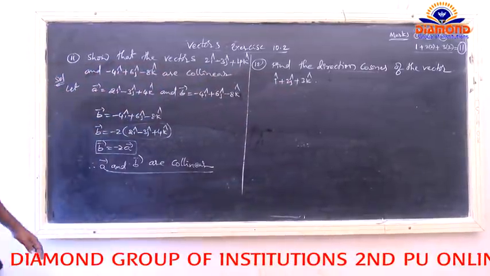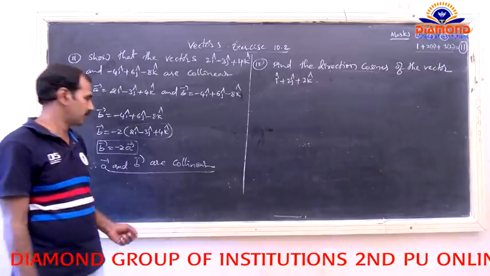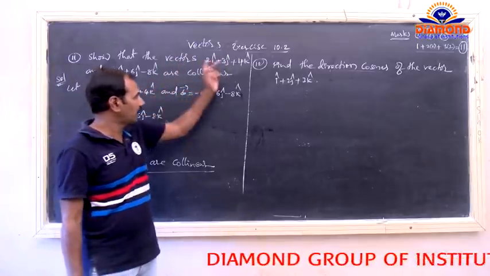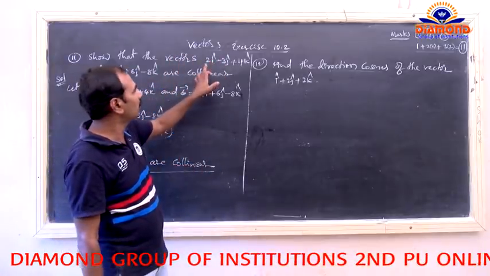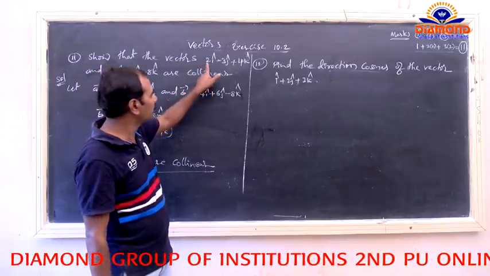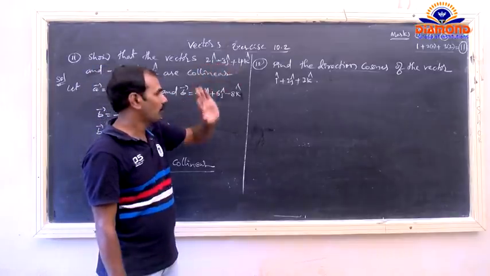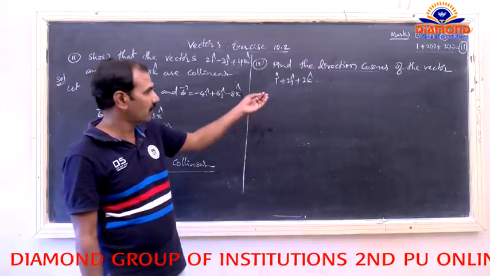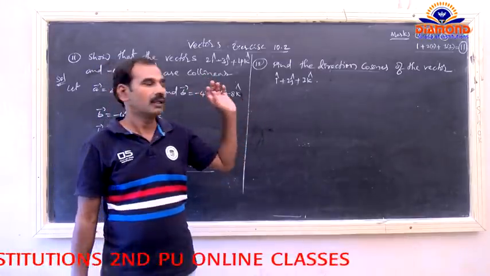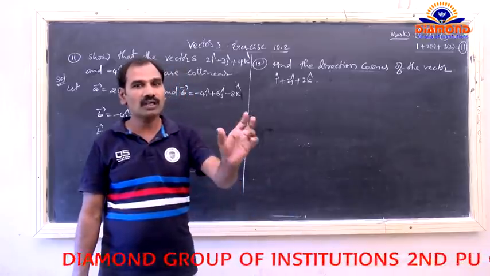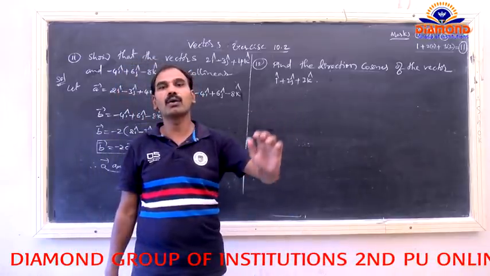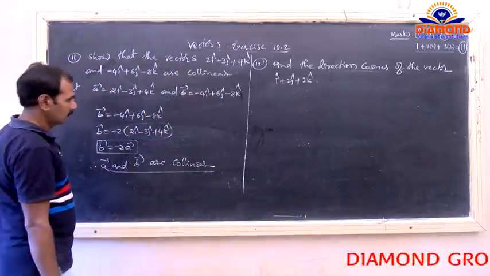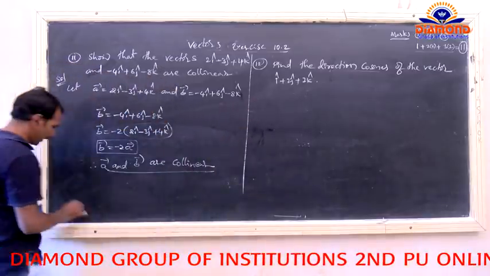Right. Next, direction cosines and direction ratios. These two concepts. First of all, direction ratios are nothing but the scalar components. Scalar components means 2, minus 3, 4, like that. Direction cosines are denoted by l, m, n: l equal to cos alpha, m equal to cos beta, n equal to cos gamma.